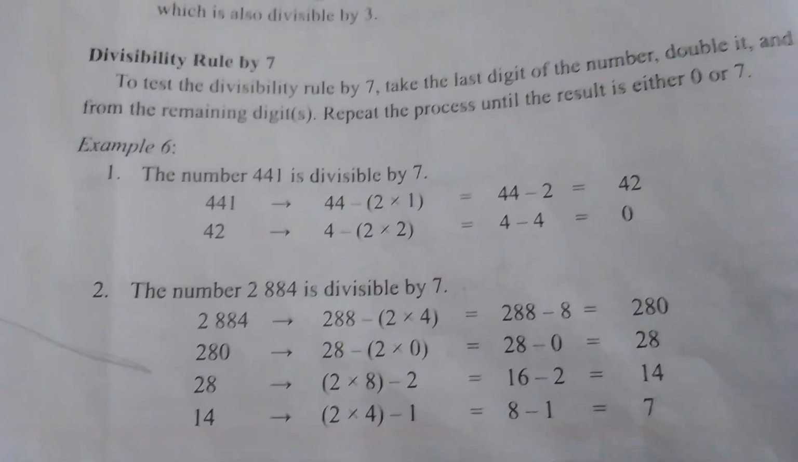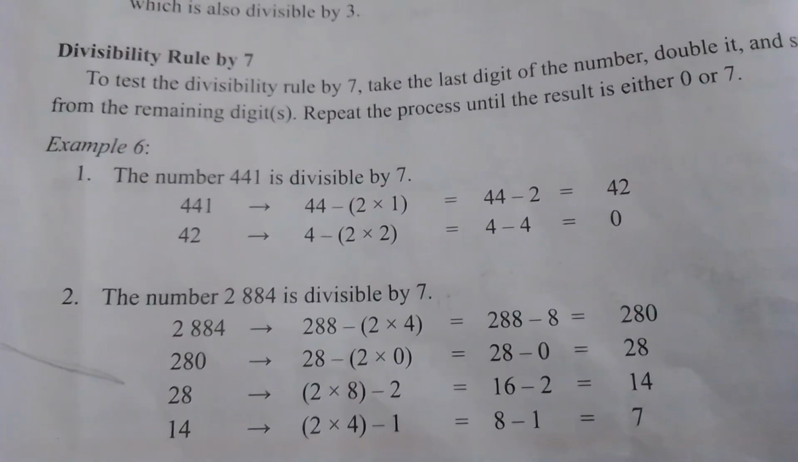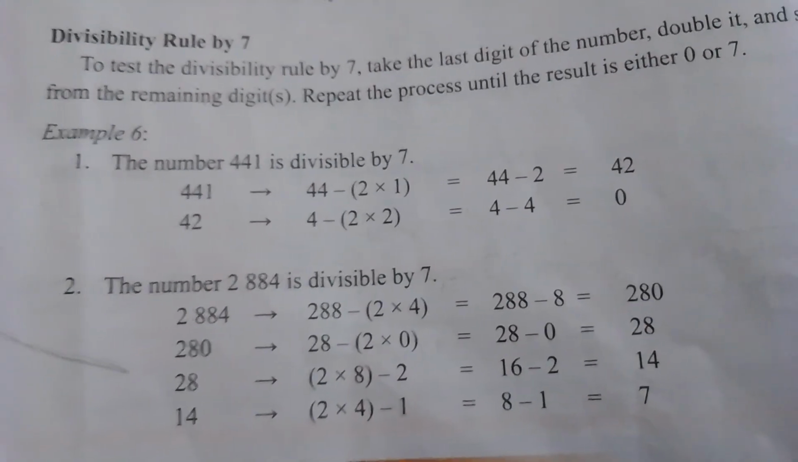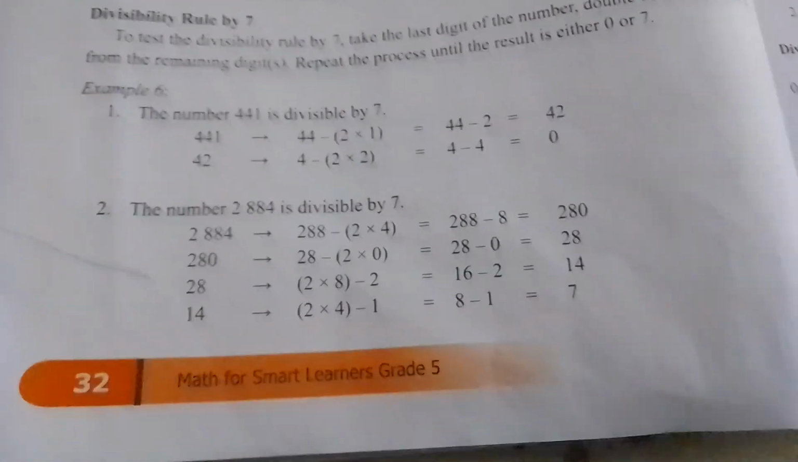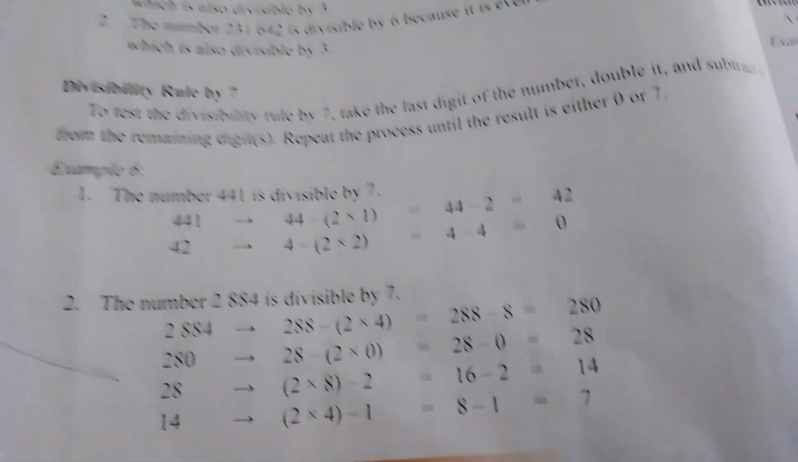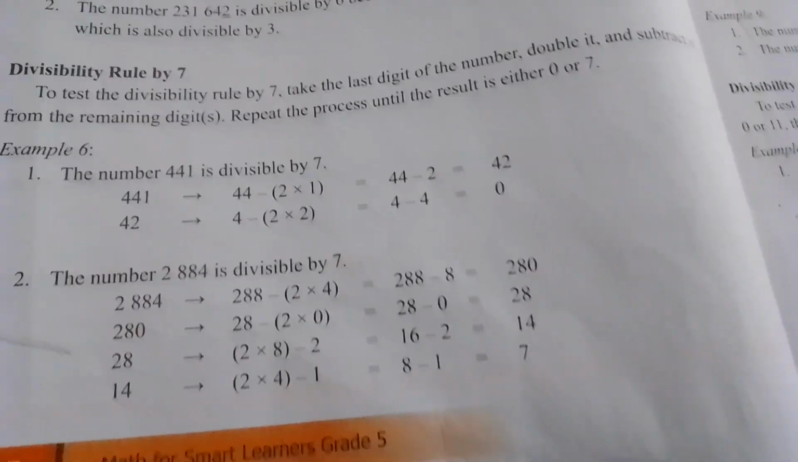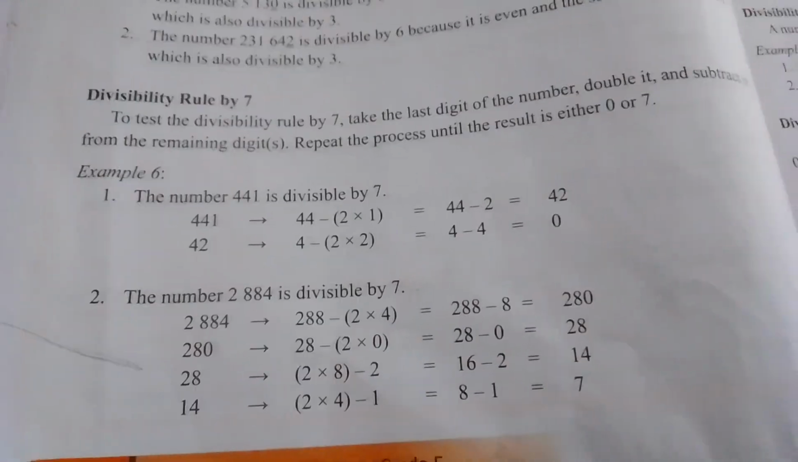For 441, it will be 44 minus 2 times 1. 2 times 1 is 2, so 42. Then 4 minus 2 times 2, so 4 minus 4 is 0. It is divisible by 7 because the result is either 0 or 7.